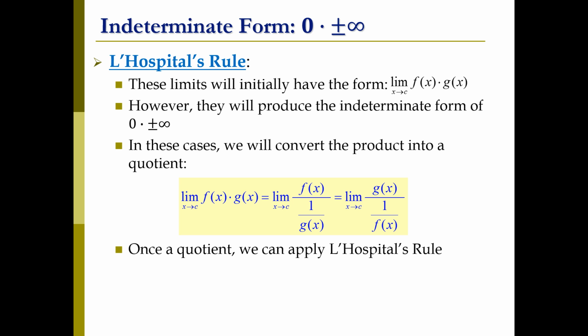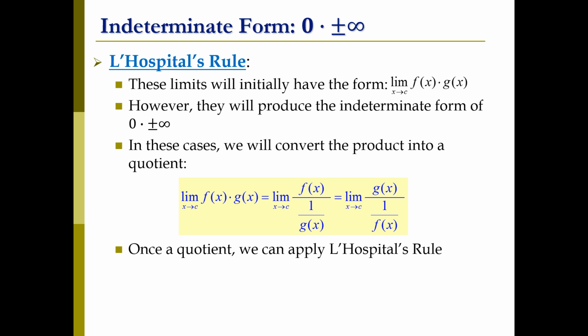We know that when we have two fractions and we're dividing, we could just turn the division into a multiplication, into a product, by multiplying by the reciprocal. We could also do the opposite. If we have a product, we could turn it into a quotient by dividing by the reciprocal.